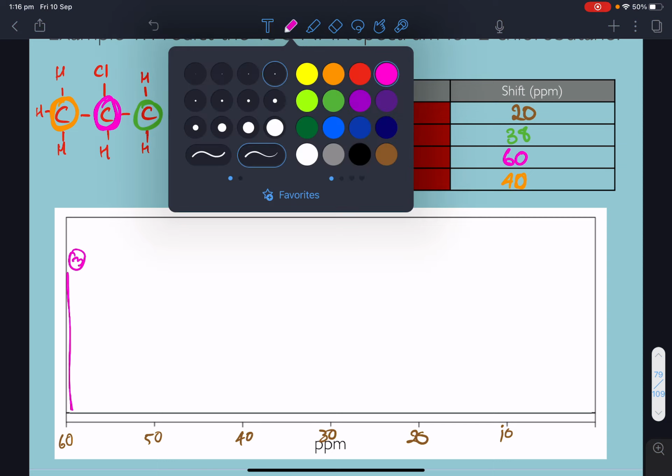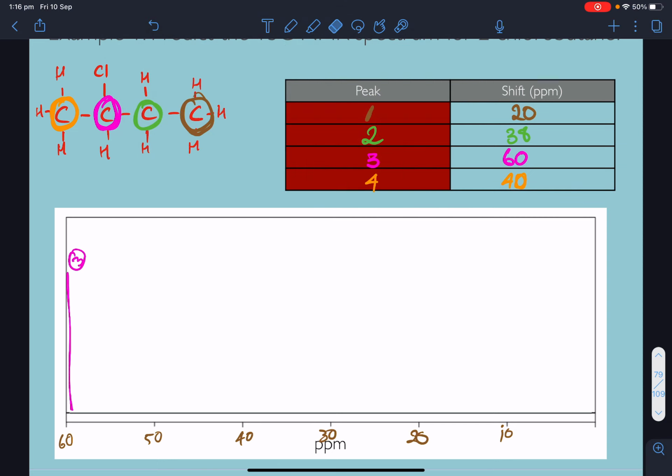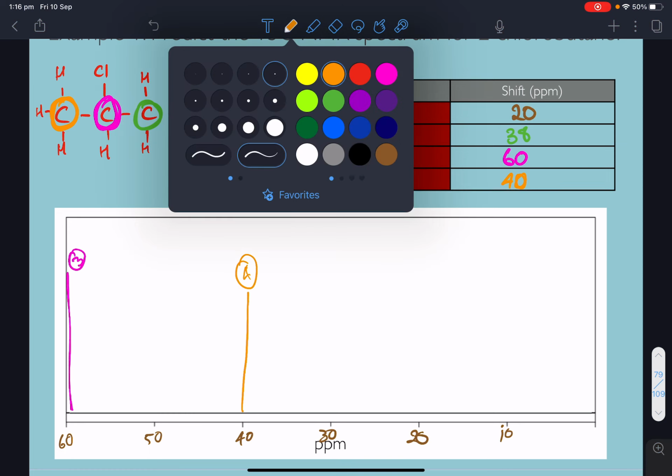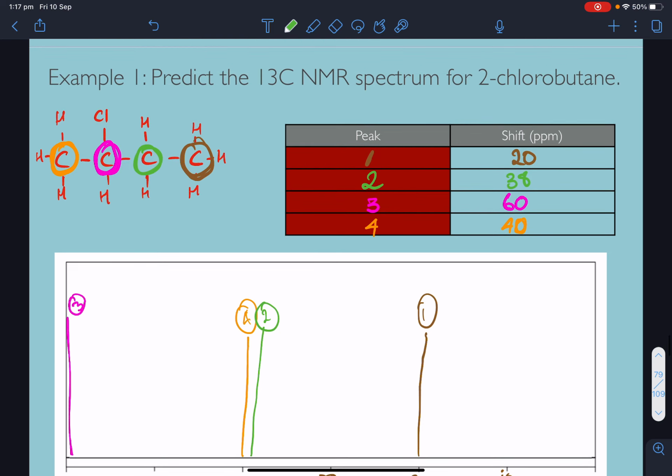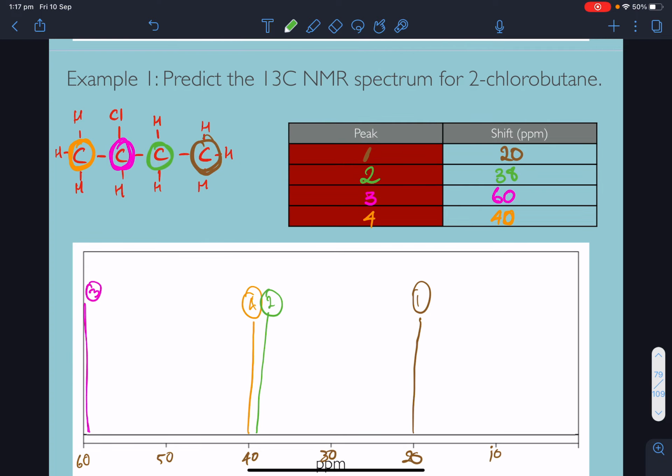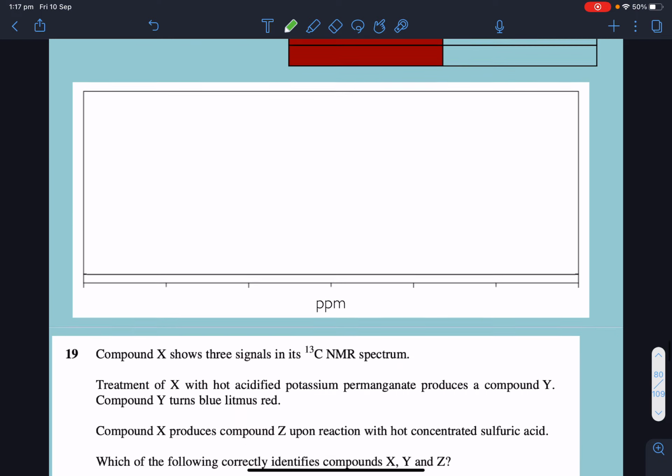And let's do the orange one at 40, and let's label it peak 4. Now the height of these doesn't matter. You might have noticed there were slightly different heights, but who cares? Let's not go into that. It doesn't mean anything. Peak 1 was at 20, that was the brown one. And peak 2, the green one, was close to that 40, so let's do it in there. So there's just my prediction for the carbon-13 NMR of 2-chlorobutane. Okay, let's do butanone.